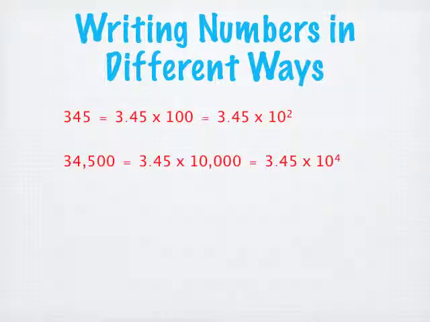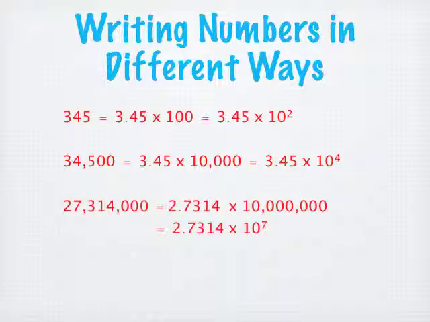Again, if I had 34,500, I still want 3.45. I want that decimal between the 3 and the 4. But how many times do I need to move that decimal point now? Well, I've got to move it before the 0, before the 0, before the 5, before the 4, so I have to move it 4 times. So it's 3.45 times 10 to the 4th.